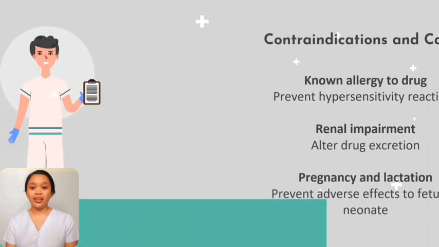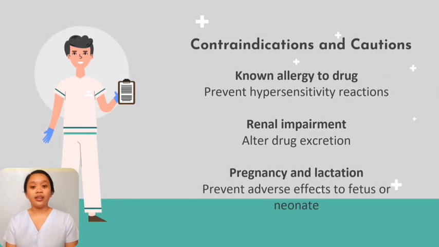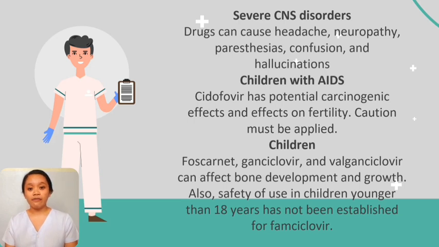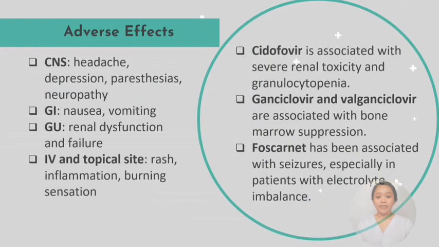Contraindications and cautions include: if the patient has a known allergy to the drug, to prevent hypersensitivity reactions. And then we have renal impairment, pregnancy and lactation, severe CNS disorders, and children in general, since foscarnet, ganciclovir, and valganciclovir can affect bone development and growth, especially children with AIDS, since cidofovir has potential carcinogenic effects and effects on fertility. Further adverse effects are associated with GI upset and nausea, confusion, insomnia, and dizziness, a rash, inflammation, or burning sensation at the IV and topical site.